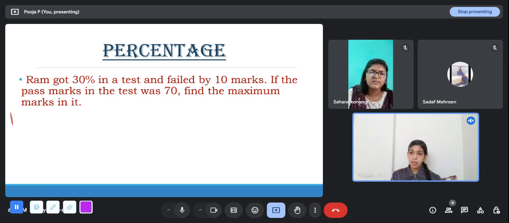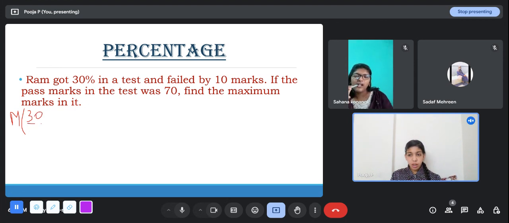So total marks, you can assume it as M or T or whatever. He got 30% of this total marks, but still he failed. He failed by how many marks? 10 marks. So this 30 percent of the total marks plus 10, he would have passed. Correct? Because he failed by 10 marks and he's got 30%. Yes, ma'am. And the pass marks is given as 70.